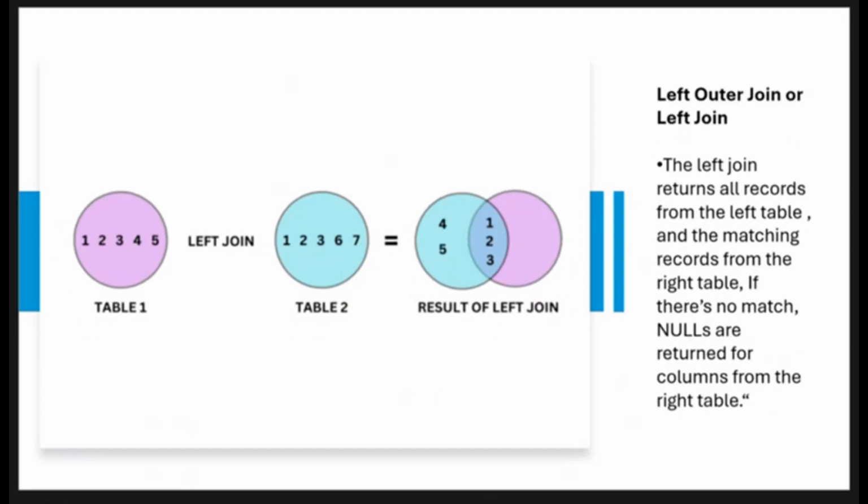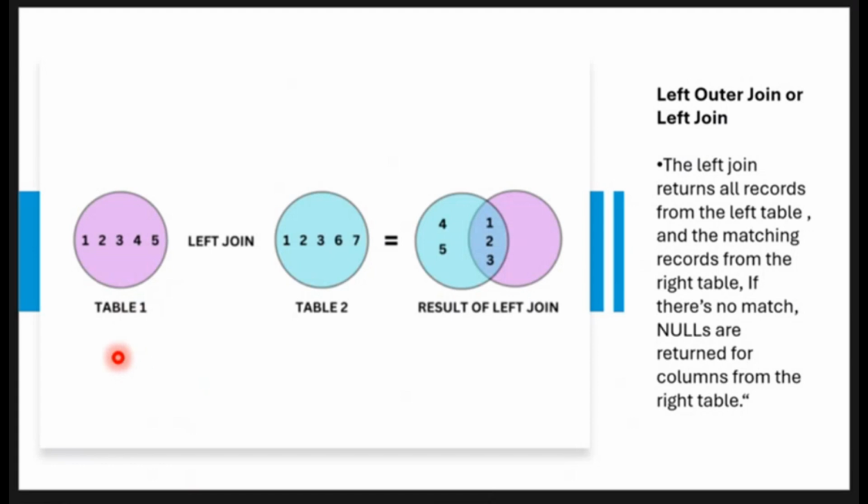Let's go to the next one. The next one is left outer join, or simply called left join. So what does the left join do? The left join returns all records from the left table and the matching records from the right table. Whatever is in the left table, it will bring that, and matching to what is in the left table, it will bring from the right table. If something is not matching in the right table, then it will return null for those.